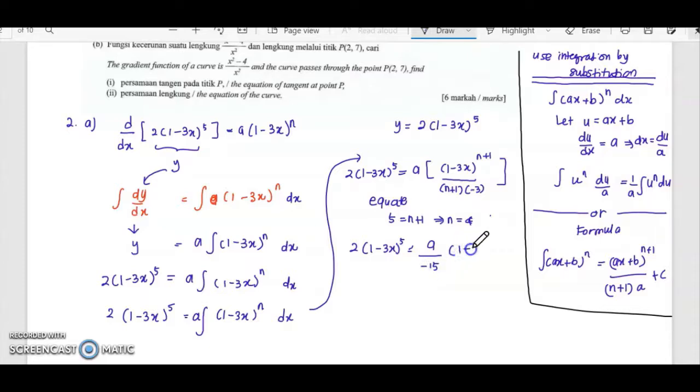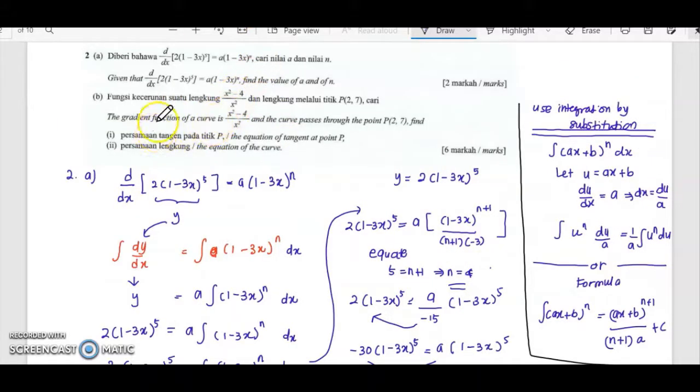Okay, negative 15. Okay, so negative 15 kita bawa ke sebelah, dia jadi negative 30. (1 minus 3x) to the power of 5. And then a equal to (1 minus 3x) to the power of 5. So bila kita equate, kita dapat value a ialah negative 30. So that is the value for n and a. Okay, so we go to question b.